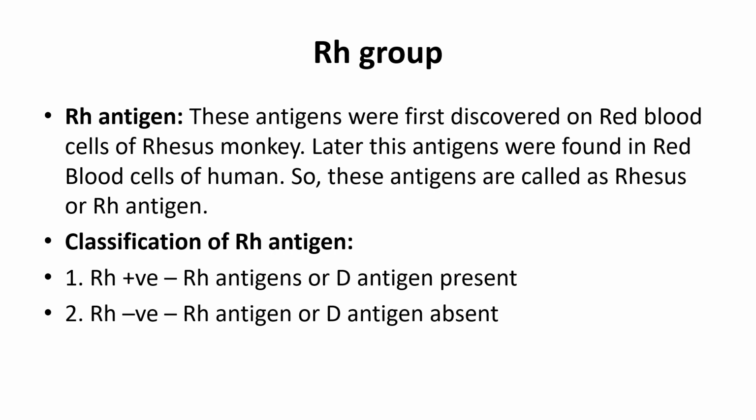The blood group system was developed by Karl Landsteiner, and the second system is the RH system. These antigens were first discovered on red blood cells of the rhesus monkey, and then they were found in the red cells of humans. So these antigens are called rhesus antigen or RH antigen. If RH antigen is present, it is called RH positive, that means D antigen present, and in RH negative, D antigen is absent, it is the RH negative person.